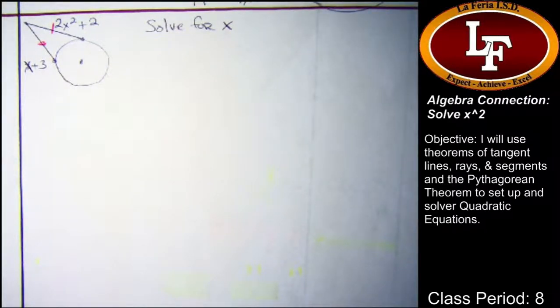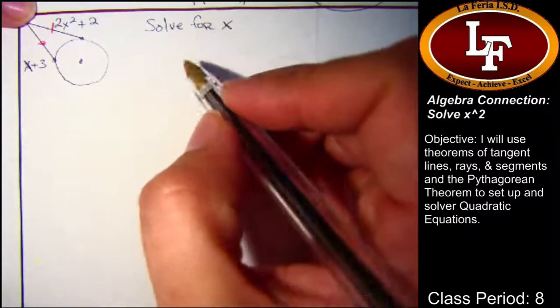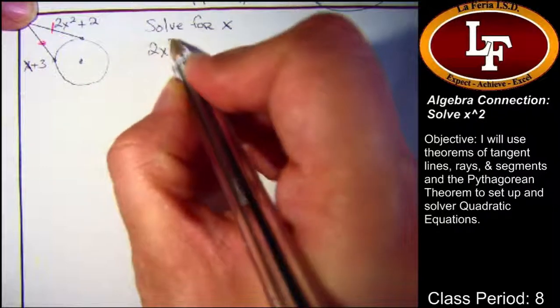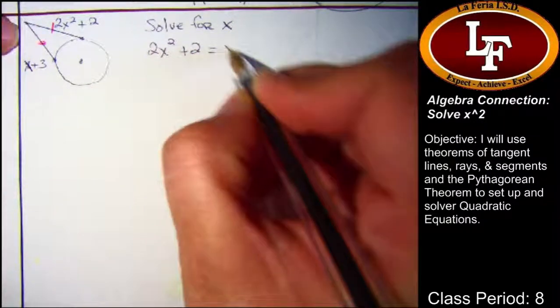If things are congruent, then their measures are? Equal. Say it all together. If two things are congruent, then their measures are? Equal. So don't think, write that. This measure is equal to this measure.